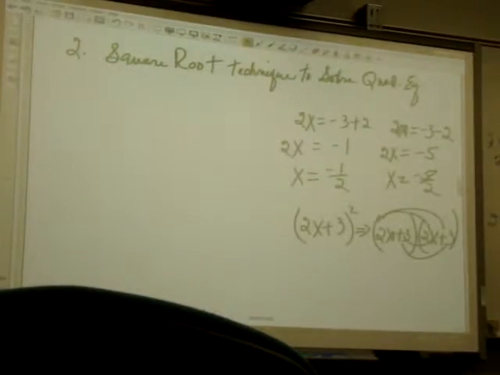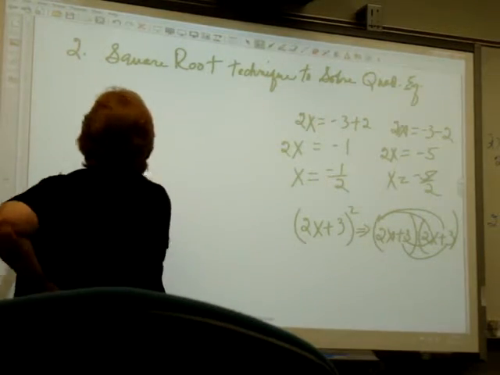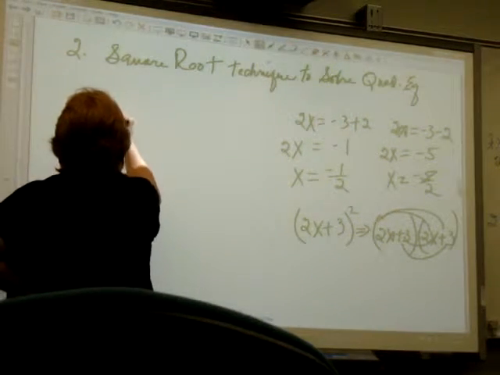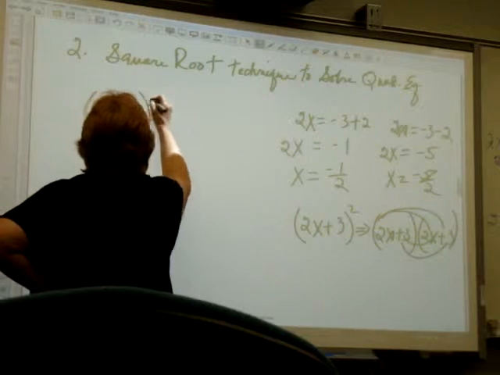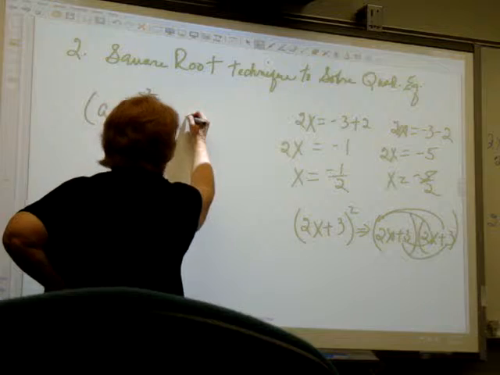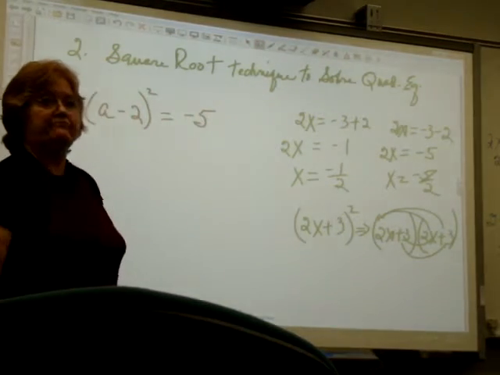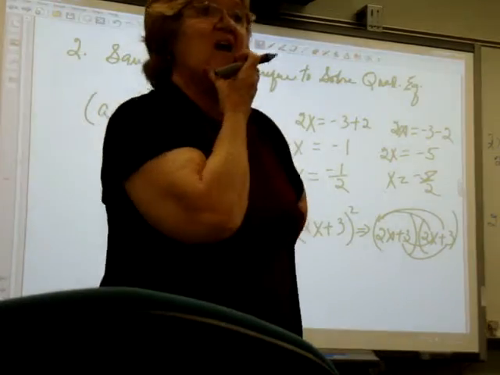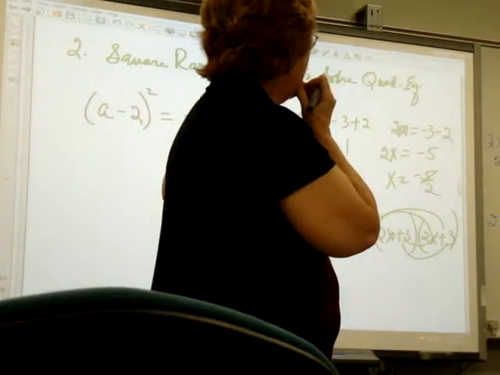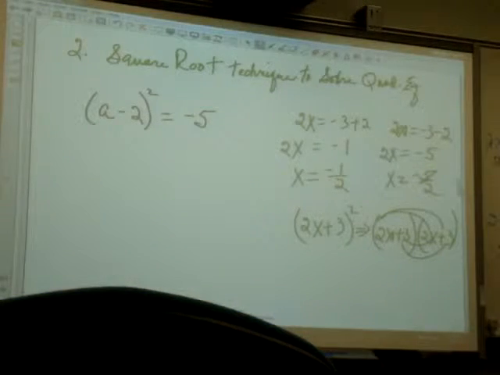Number 14 on page 93. (a minus 2) squared is equal to what? What's it equal to, class? -5. -5. Tell me what to write. You have a question, Jonathan? Yeah. I know. Oh, I dropped the square root, didn't I? Yeah. Thank you. I saw that puzzle look.